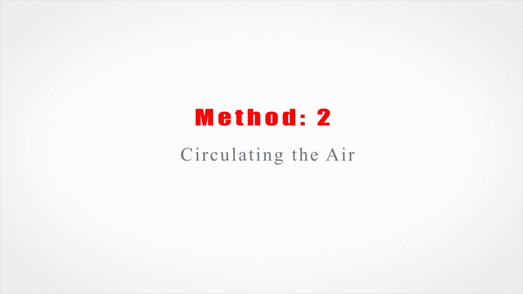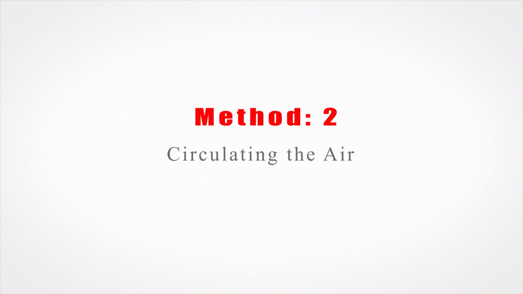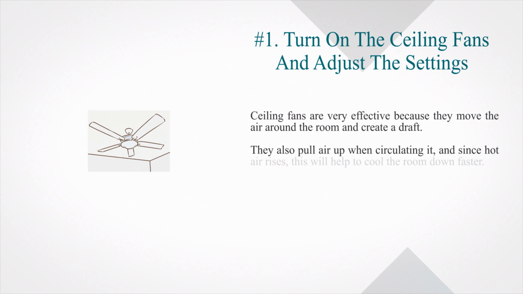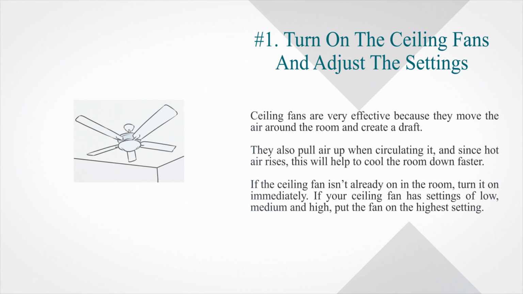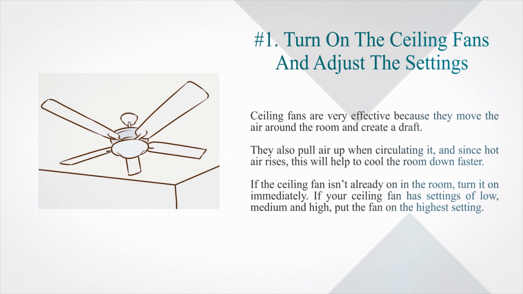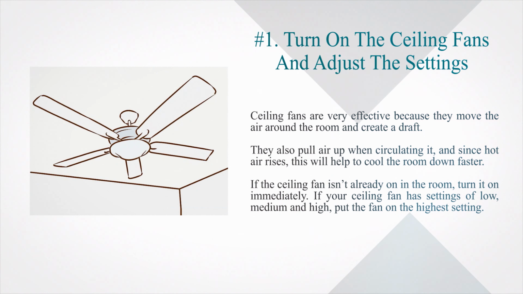Method 2. Circulating the air. Number 1. Turn on the ceiling fans and adjust the settings. Ceiling fans are very effective because they move the air around the room and create a draft. They also pull air up when circulating it, and since hot air rises, this will help to cool the room down faster. If the ceiling fan isn't already on in the room, turn it on immediately.